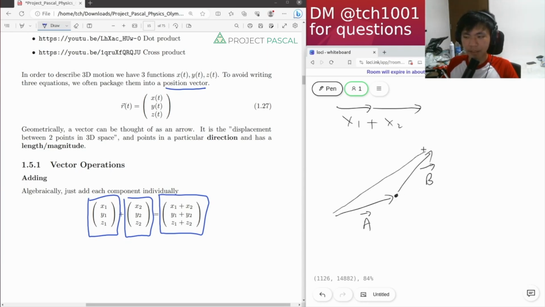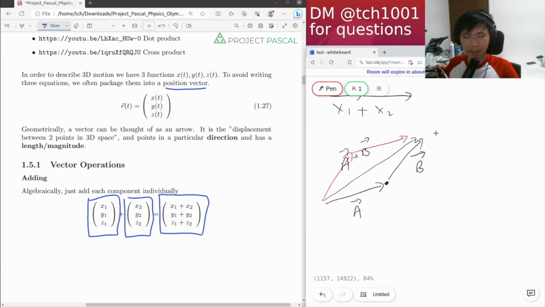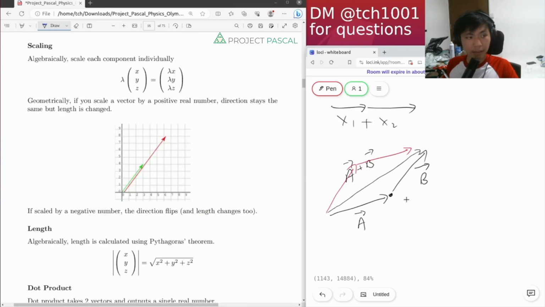And the composite vector from the tail of a to the head of b is going to be the sum of the two vectors. Now notice that vector addition is commutative, meaning that when you add a and b, or b and a, you get the same vector. And this is true because a plus b or b plus a forms a parallelogram. And that's it for vector addition.